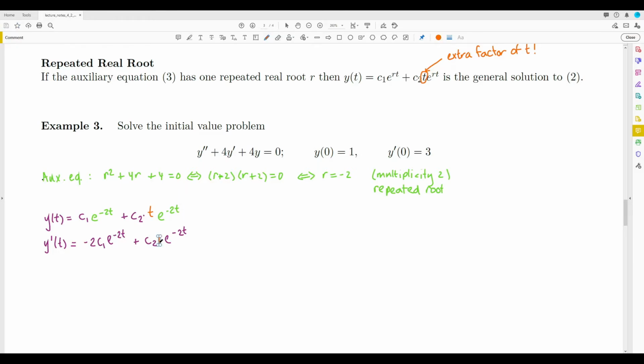And I don't need to put that one here, but I want to make it clear that this comes from a product rule. And then we add the -2 c2 t e to the power negative 2t, right? We take the derivative of the second one, and that gives us that negative 2 here. So you just write that here, that this is a product rule.